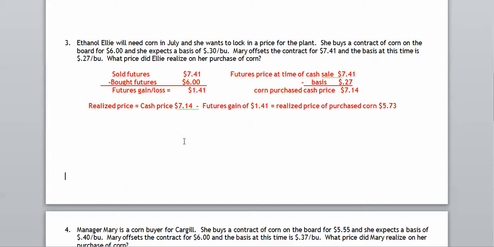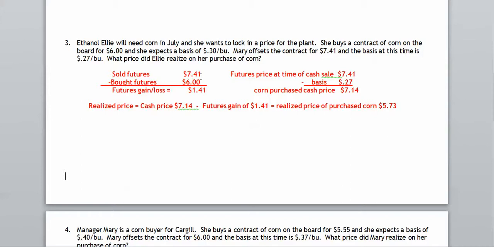Number 4, ethanol Ellie will need corn in July. She wants to lock in a price for the plant. She buys a contract of corn on the board, or she buys a futures contract, in other words, for $6. She expects a basis of 30 cents. She later offsets the contract for $7.41, and the basis at this time is 27 cents when she purchases her corn. What price does she realize on her purchase of corn?